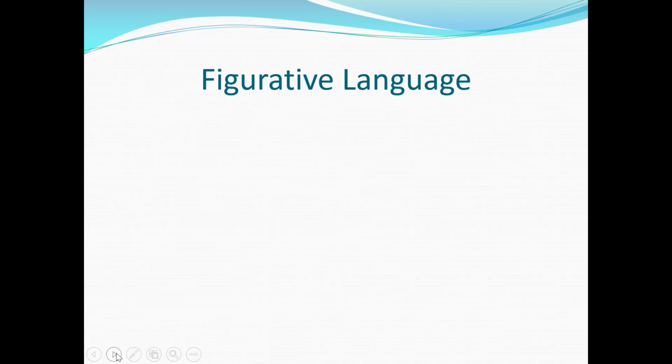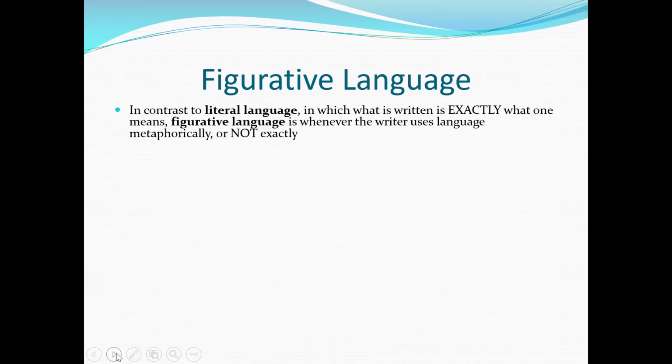All right, the last section of our PowerPoint deals with figurative language, and this is what the assignment after this is going to be about. Figurative language is the opposite of literal language. It's when the writer uses language that is metaphorical or not exactly true, or as my son sometimes tells me, it's language that lies.